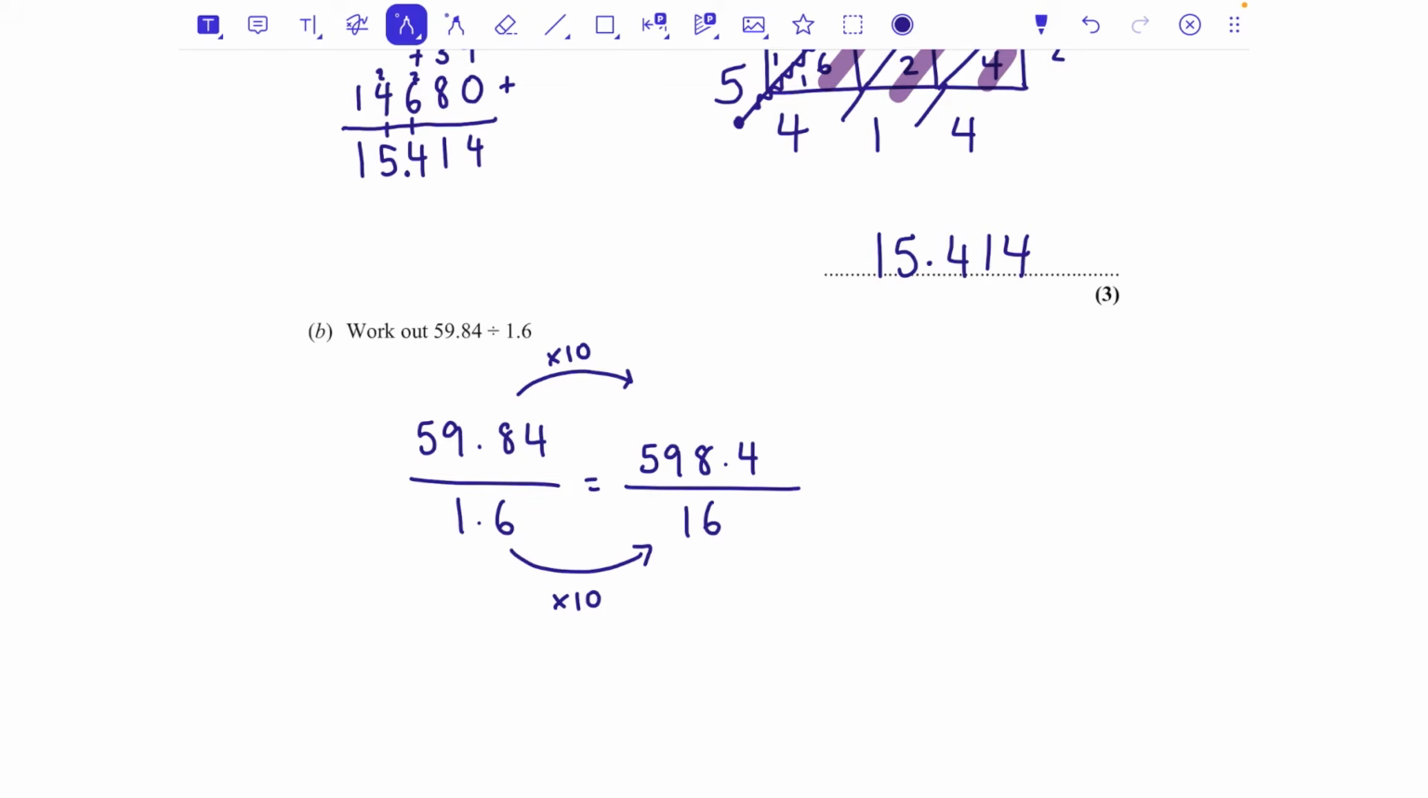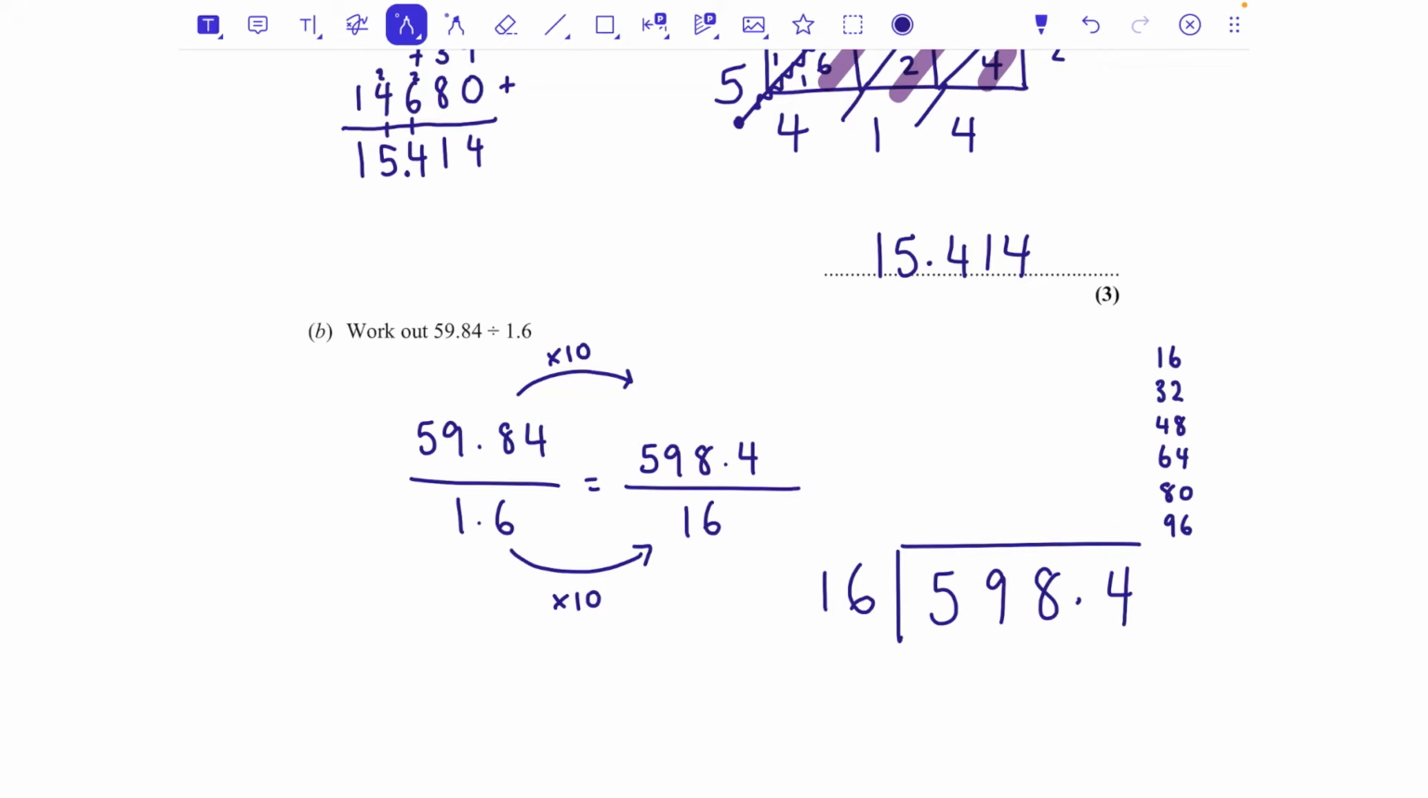Good, now we're going to do 598.4 divided by 16, and I would probably just do that using the bus stop method. So 598.4 divided by 16. There's absolutely no need to do long division here. We can just do short division, just like normal. You might find it helpful to write out the 16 times table. Again, it doesn't matter if this takes you a little bit of time. 16, 32, 48, 64, add on another 16 is going to be 80, add on another 16 is going to be 96, add on another 16 is going to be 112. Let's see if that's enough for now.